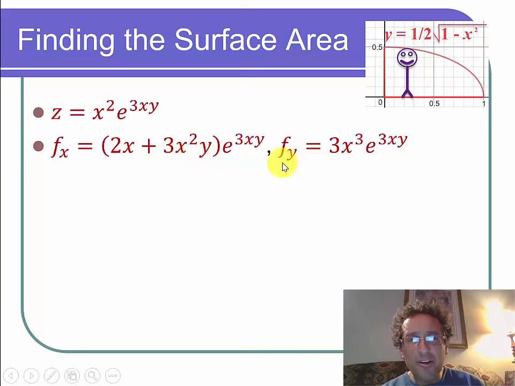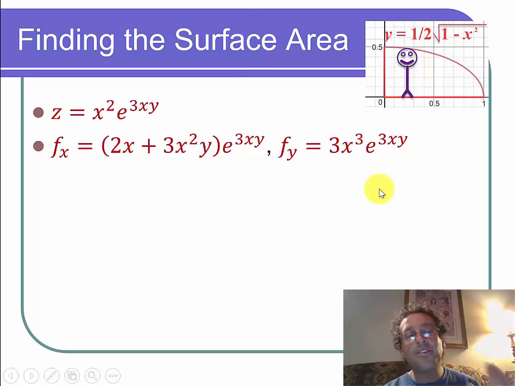To find the derivative with respect to y, that's a little bit easier. X squared is just a constant, so I can pull the x squared out and find the derivative with respect to y of e to the 3xy. And that's just 3x e to the 3xy. 3x times x squared is 3x cubed. And then times e to the 3xy.